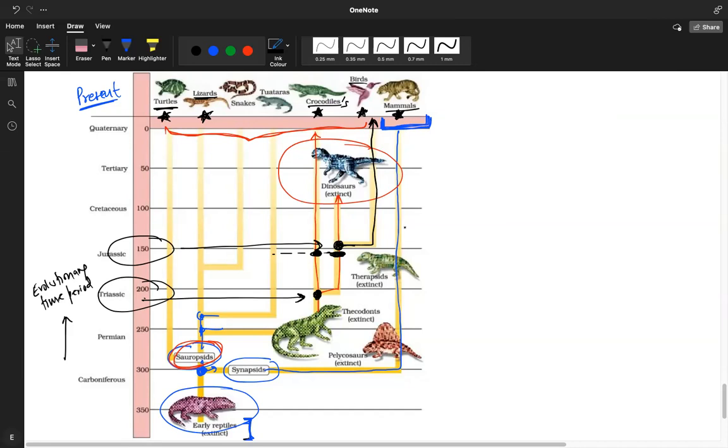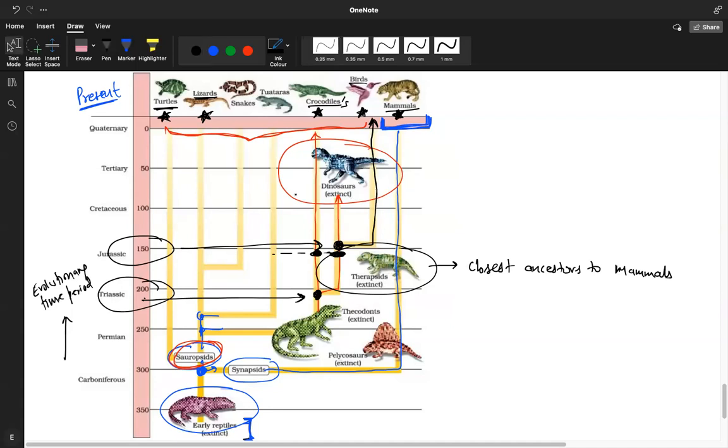And then we have the mammals. Mammals evolved from the synapsids, and their closest extinct ancestor was the therapsids, which look like this. Closest ancestors to mammals. Now, from therapsids to mammals, there are also lots of branching, but we are not talking about each and every mammal here.